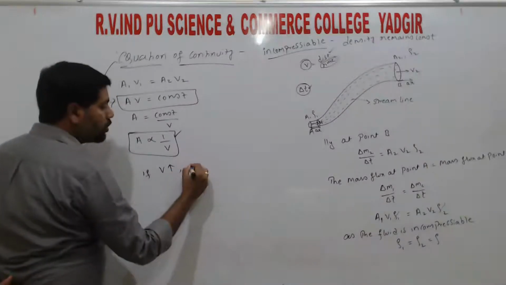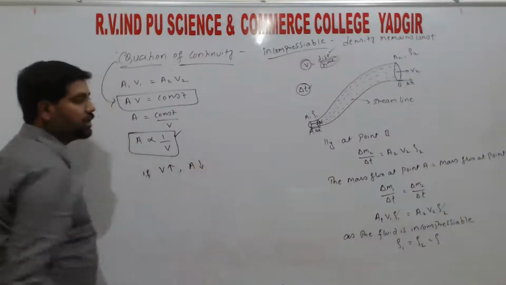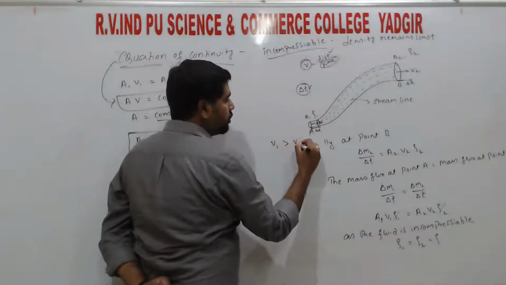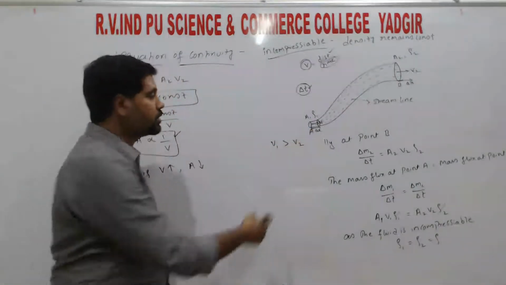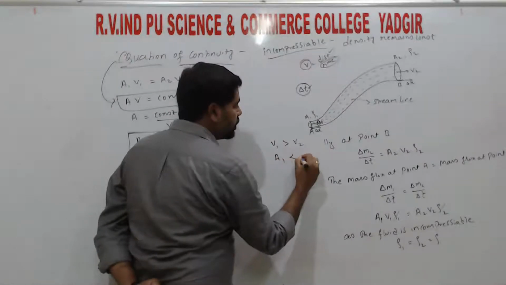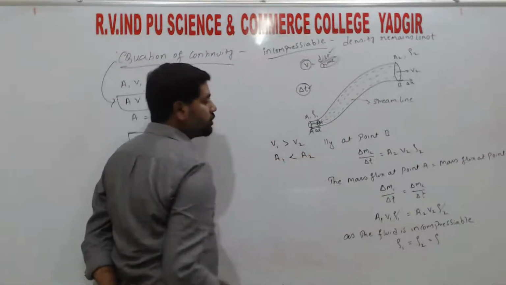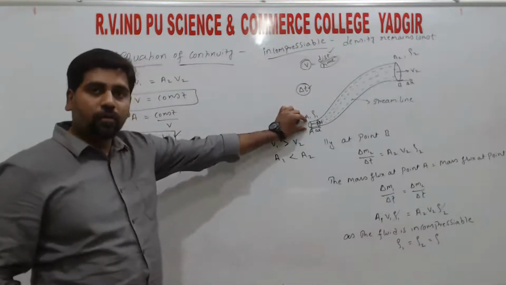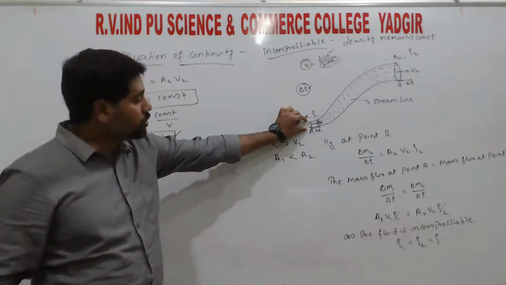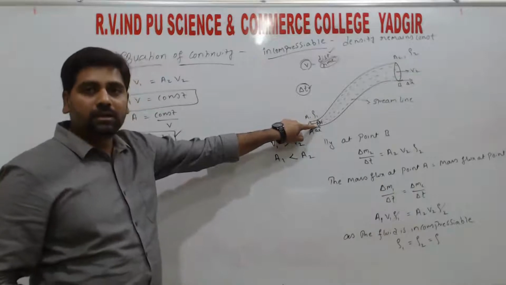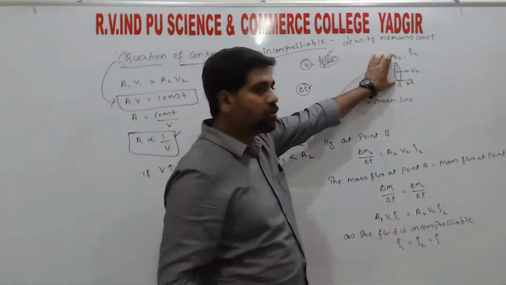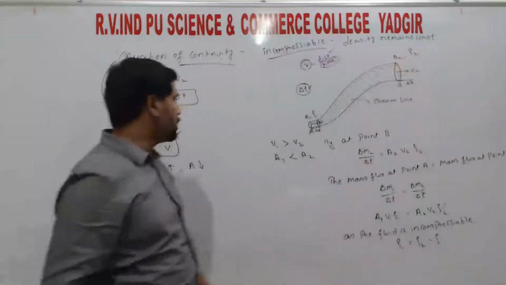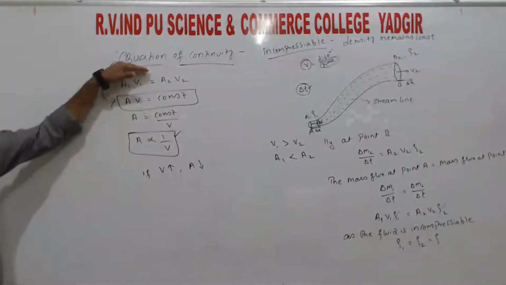If V is more, then area of cross section is less. That means here velocity V1 is more than V2. Why? Because area of cross section A1 is less than area of cross section A2, right? So here the area of cross section is small, at the entrance, so the velocity here is more. Here the area of cross section is big, so the velocity is small. So that is given by the equation of continuity.